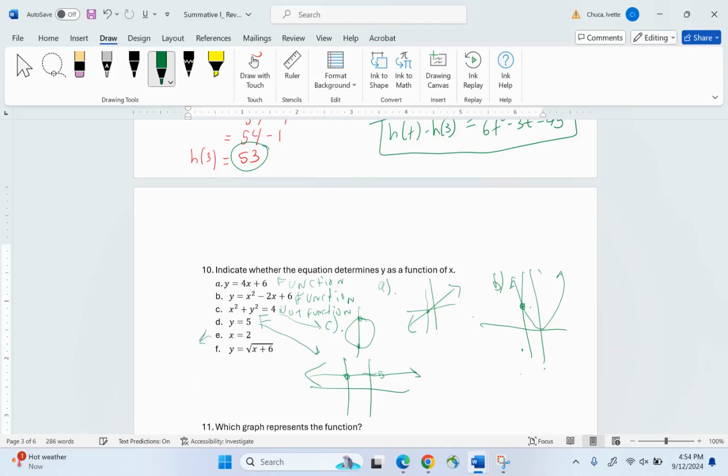Now for E, x equals 2, here's my 2, and x equals 2 is a vertical line, and that fails the vertical line test. So that's not a function. And then for letter F, we have the square root of x plus 6.